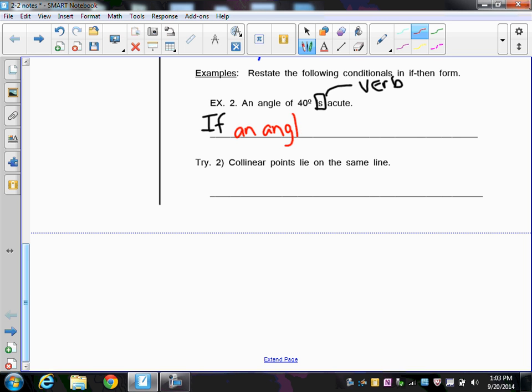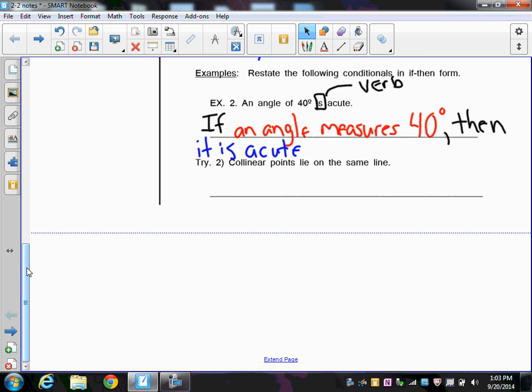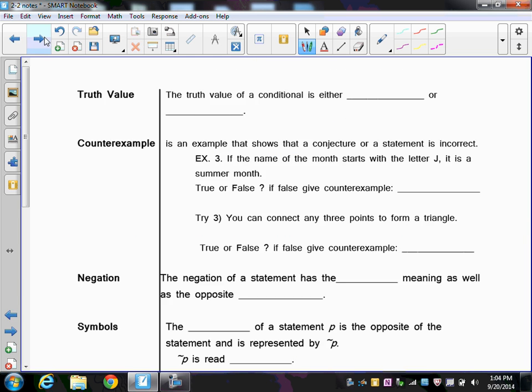An angle measures 40 degrees. Then, and I'll write my conclusion underneath it, it is acute. So I want you to try this one on your own. Remember, you have to split it where the verb is, so you're going to split it on the verb lie. So we'll move on to the second page.